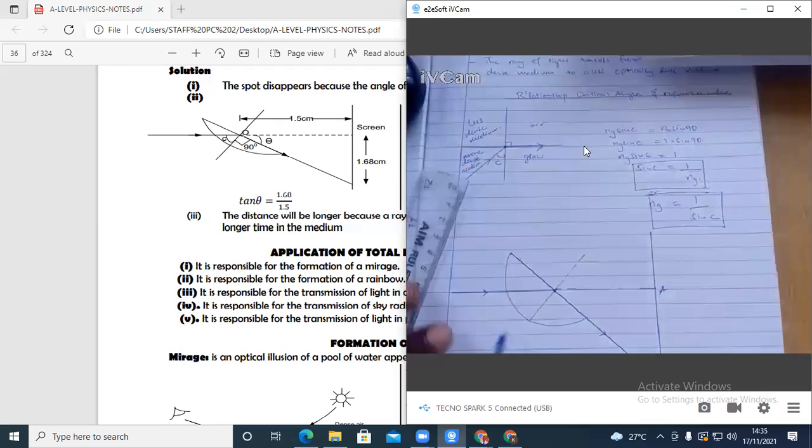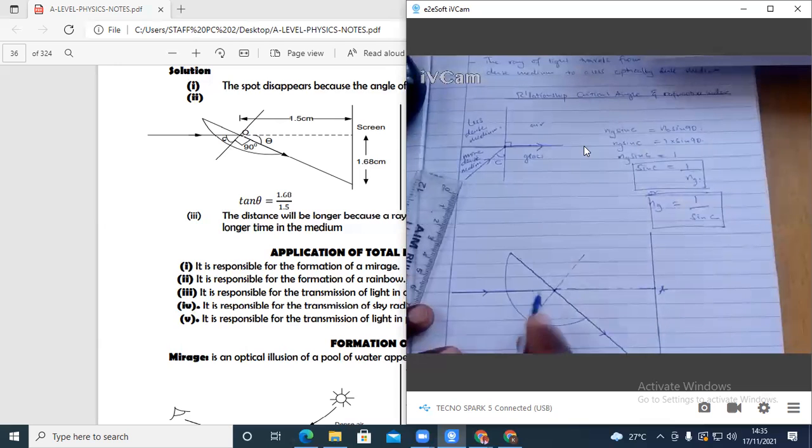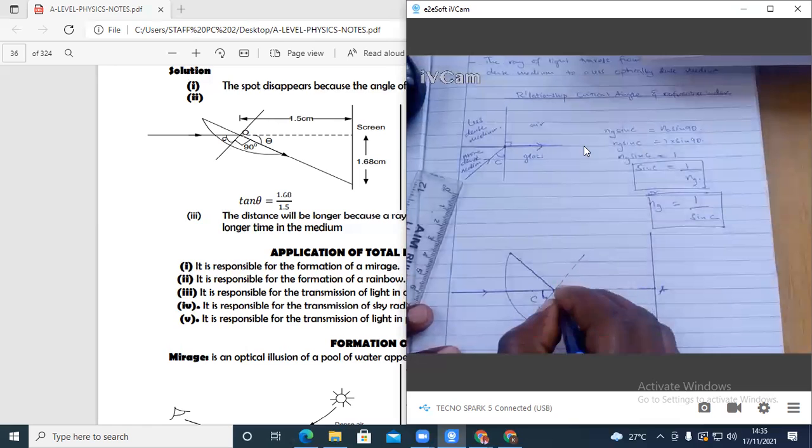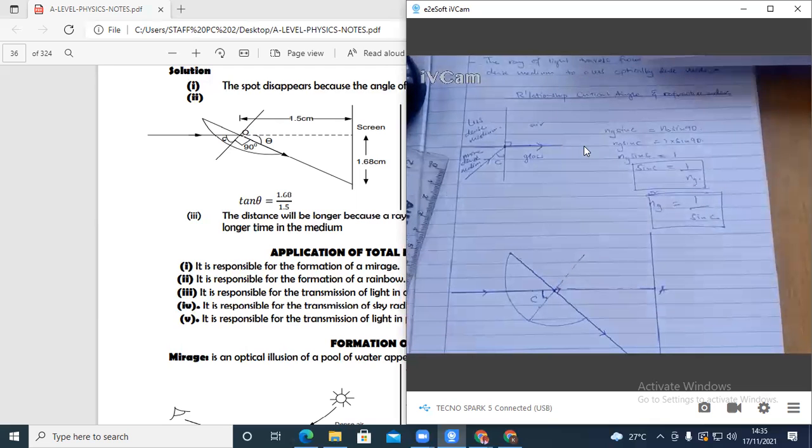So the angle of incidence is the angle between the normal and the incident ray. So it is this one here. And that angle is now the critical angle because the refracted ray is glazing the surface. So the angle which is here is 90 degrees, because that is the angle of refraction.